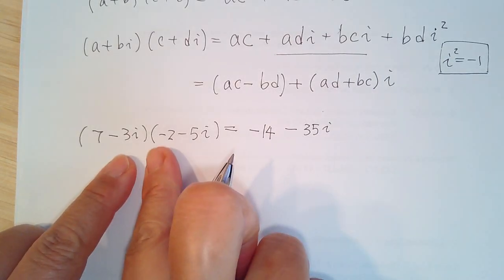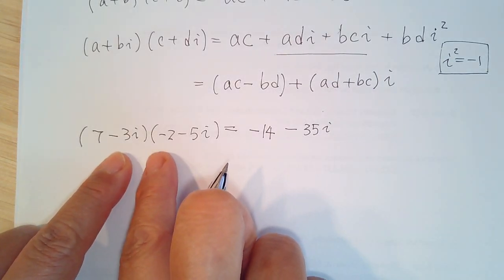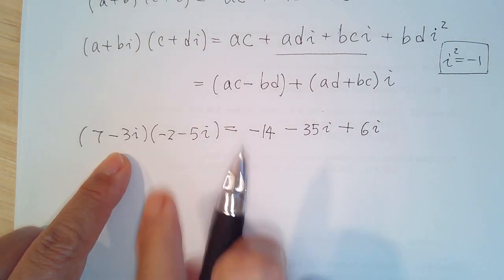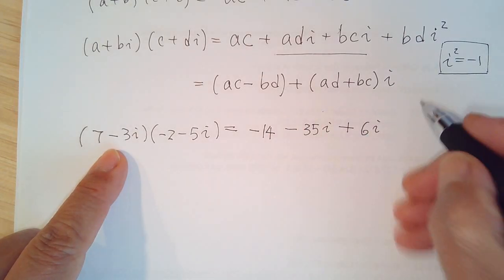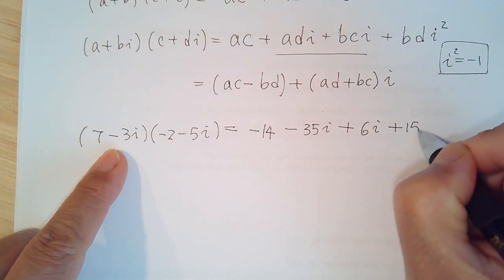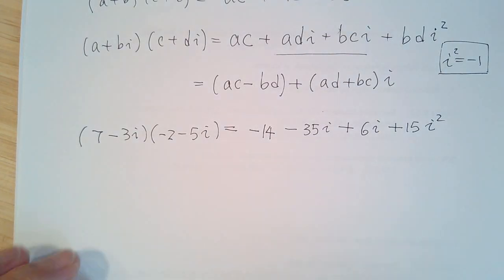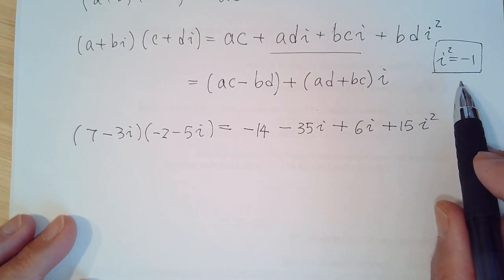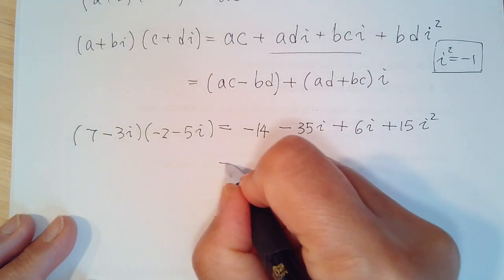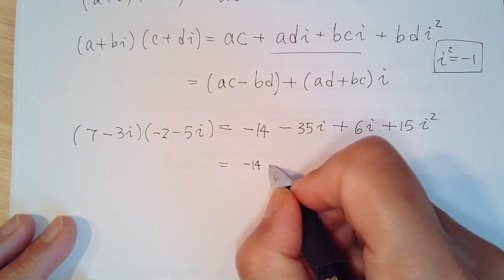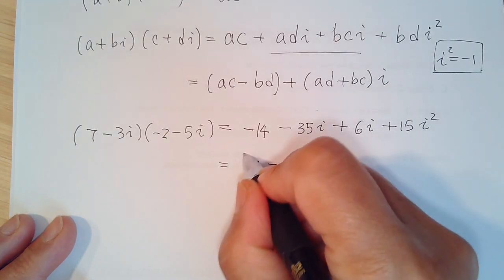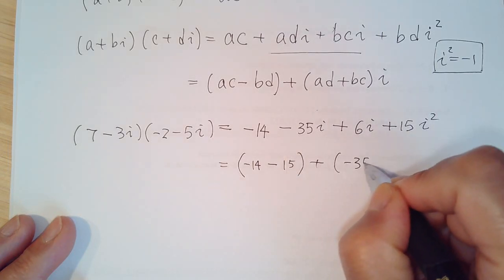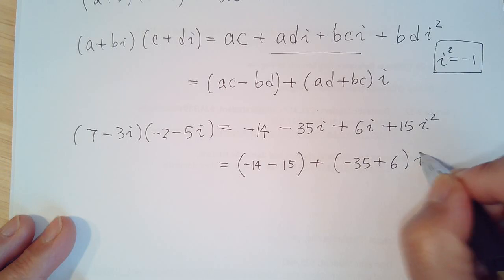Okay. Inner, negative 3i times negative 2. Negative, negative becomes a positive, and the number is 6i. And the last, negative 3i times negative 5i, I got a positive 15i squared. And again, this i squared is negative 1, right? That's the most important thing we learned in this section. So that would be negative 14. Here is going to be minus 15. That's the real number part. Okay, and the imaginary number part is negative 35 plus 6, that many i.